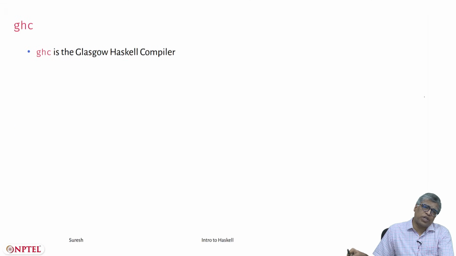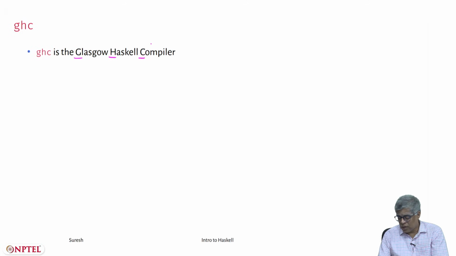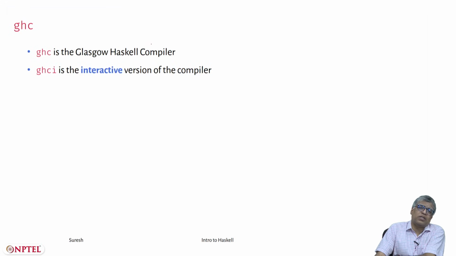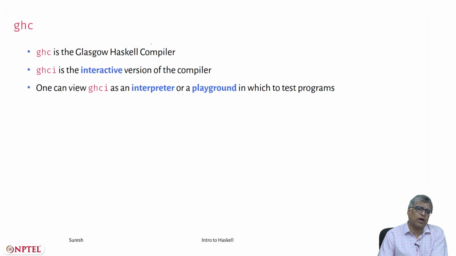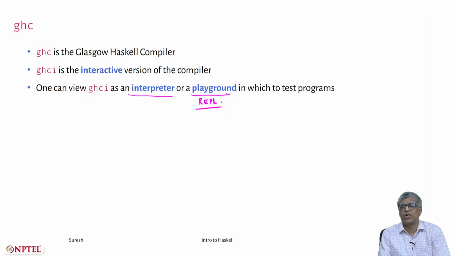We've been using the words GHC and GHCI. GHC stands for Glasgow Haskell Compiler. GHCI is the interactive version of the compiler, or you might say that it is the interpreter. Interpreter, playground, REPL, these are all words that you can use to describe GHCI. You can think of GHCI as a playground where you can test your programs.